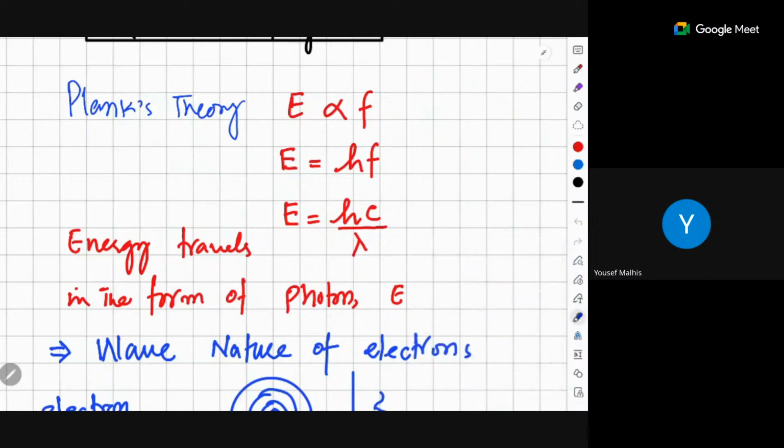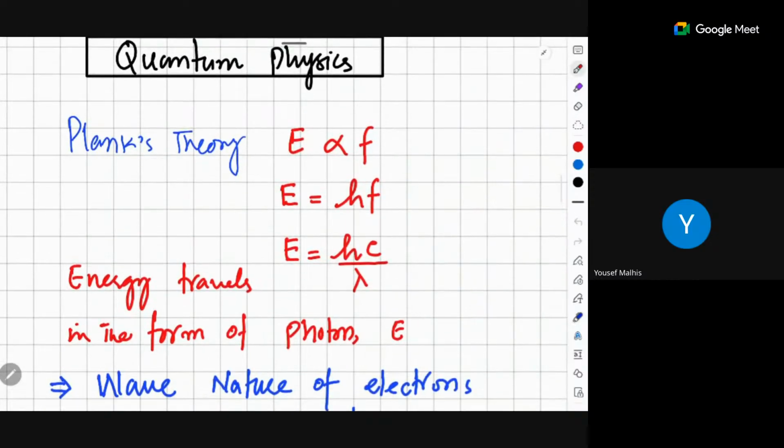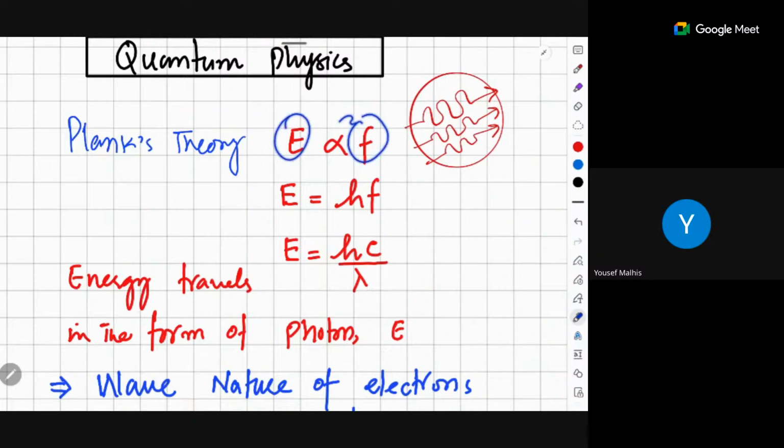Is my voice clear and everything? Yeah, clear. Okay, it was said that all electromagnetic waves travel in the form of photons, and these photons carry the waves inside, and they are basically packets of energy. If these are packets of energy, the energy of each packet is directly proportional to the frequency of the photon inside it. That is why Planck suggested this relation: E is directly proportional to frequency, and then we came to E is equal to hf.